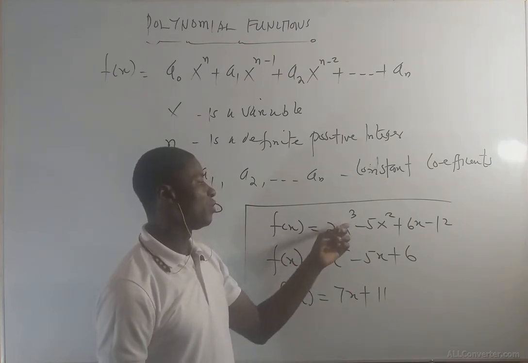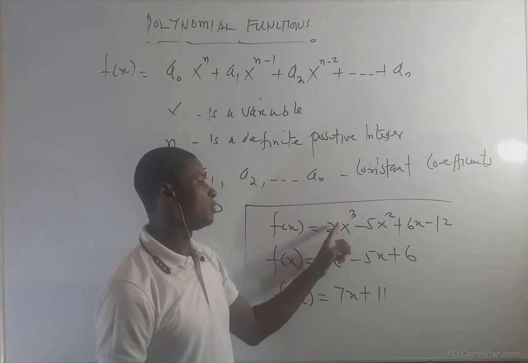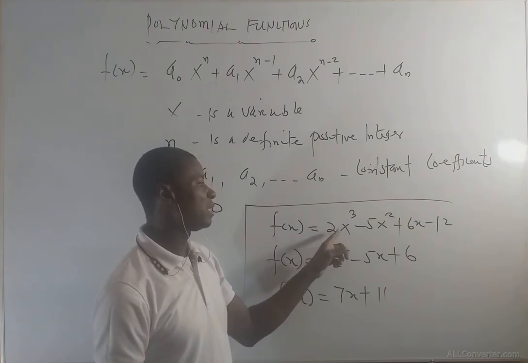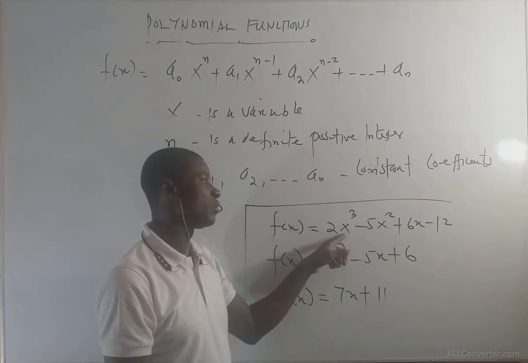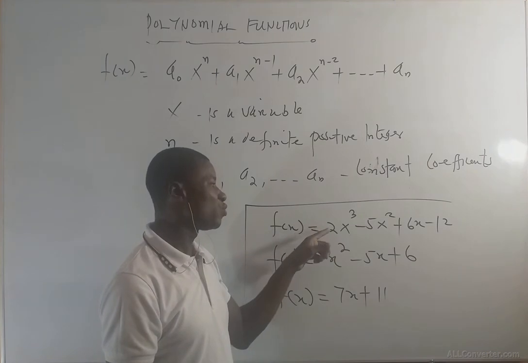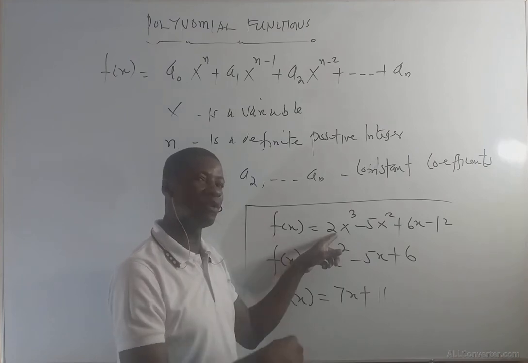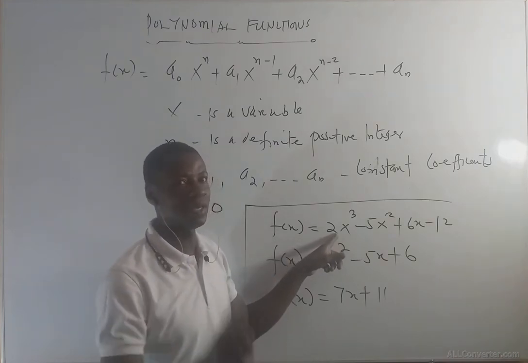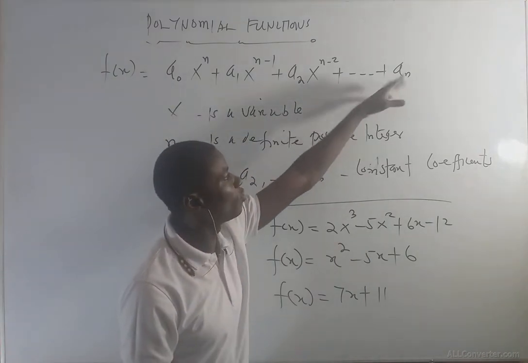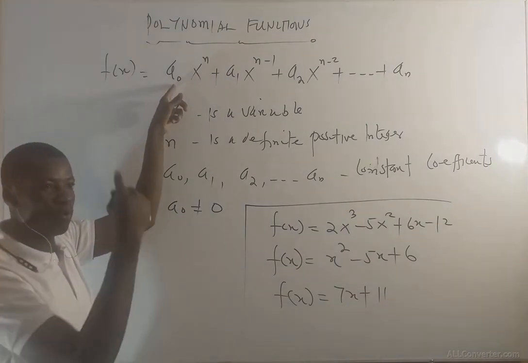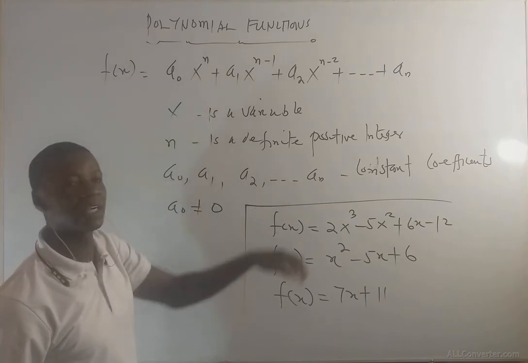Because the highest exponent is 3, this is a cubic polynomial. The coefficient of the x cubed term is 2. Because the highest exponent of the variable determines the degree of that function, if that coefficient is equal to 0, then it would no longer be a cubic function. And that is why for every function, the coefficient of the highest exponent that determines the degree must not be equal to 0. That is why we said that among a naught, a1, a2, and an, some of them can be equal to 0, but the a naught, the coefficient of the variable that carries the highest exponent, must not be equal to 0, so that the function can be defined.